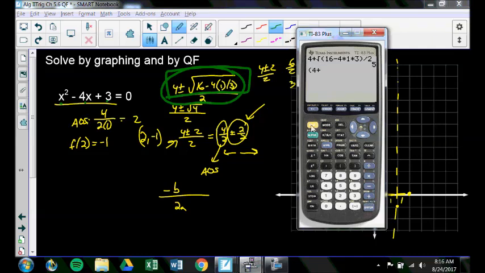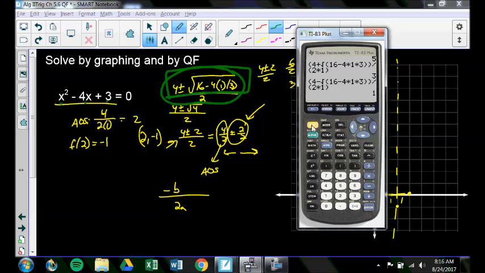4 plus the square root of 4 squared. I never type the 4 squared, I just do it. 4 squared is 16. Minus 4 times 1 times 3. Double close parentheses. Then divided by, if I was going to multiply something down here, like if I had to do 2 times a, that also has to go in parentheses. There is one of my solutions of 3. Press second enter to pull up the previous expression. Go back and change the plus to a minus. There's my other solution, 3 and 1.